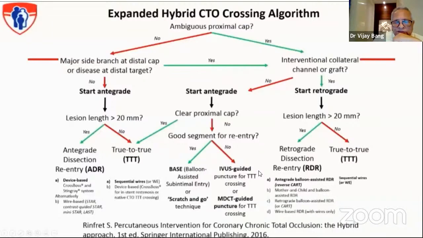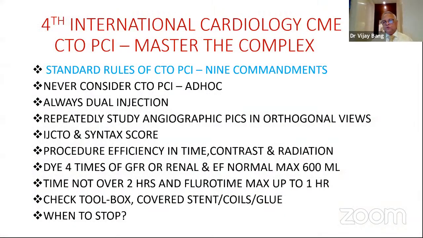Do an IVUS and judge whether we can go through to the true lumen or not, or one can do MDCT guided puncture, meaning a multi-detector CT scanner co-registered in the cath lab. If you have that facility, then it's very useful for deciding the strategy. And one should be able to go from plan A to plan B to plan C seamlessly.